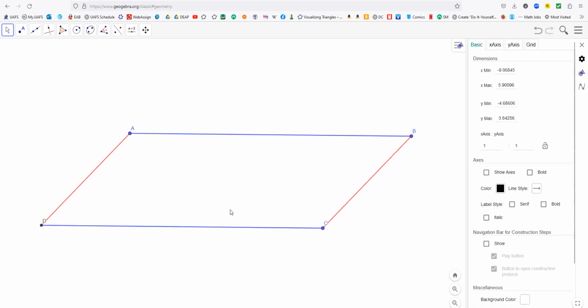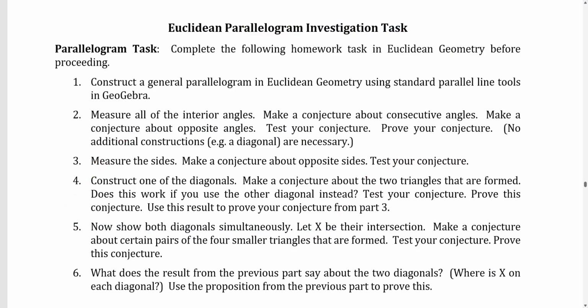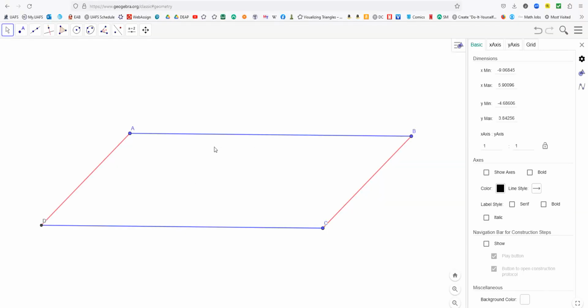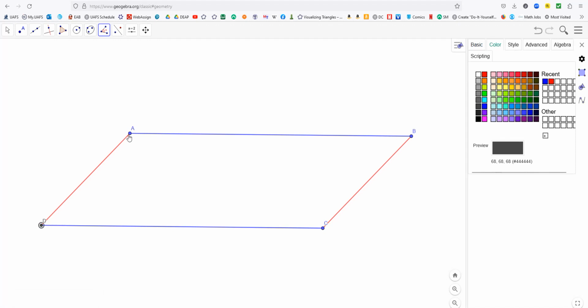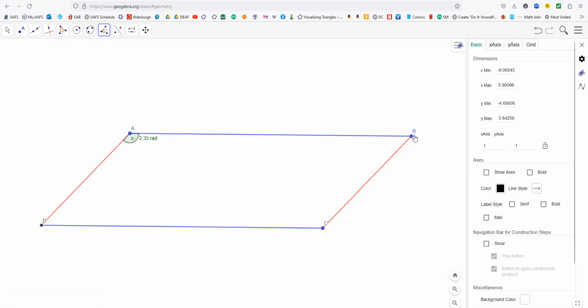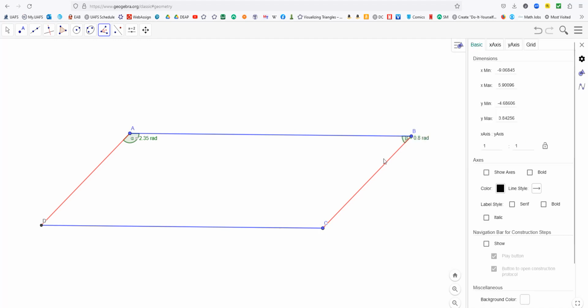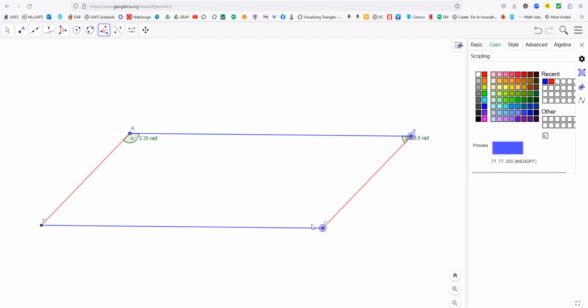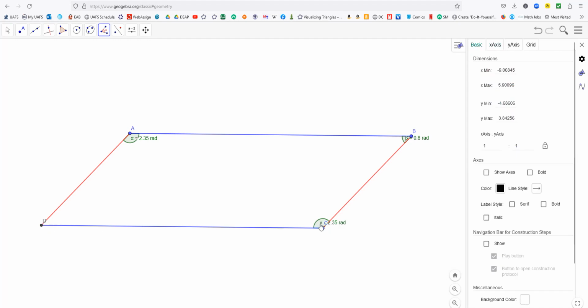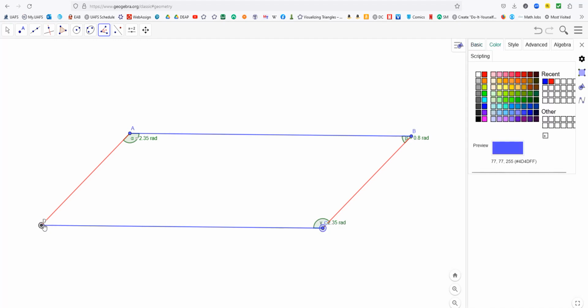All right, so then what's the next thing I asked you to do? I said measure all the angles. Okay, so let's do that next and see if we can figure out what's happening. So measure the angles. Okay, here's our angle measure tool. Here we go. I'm measuring in radians. That's my default, but you could go measure them in degrees if you want.